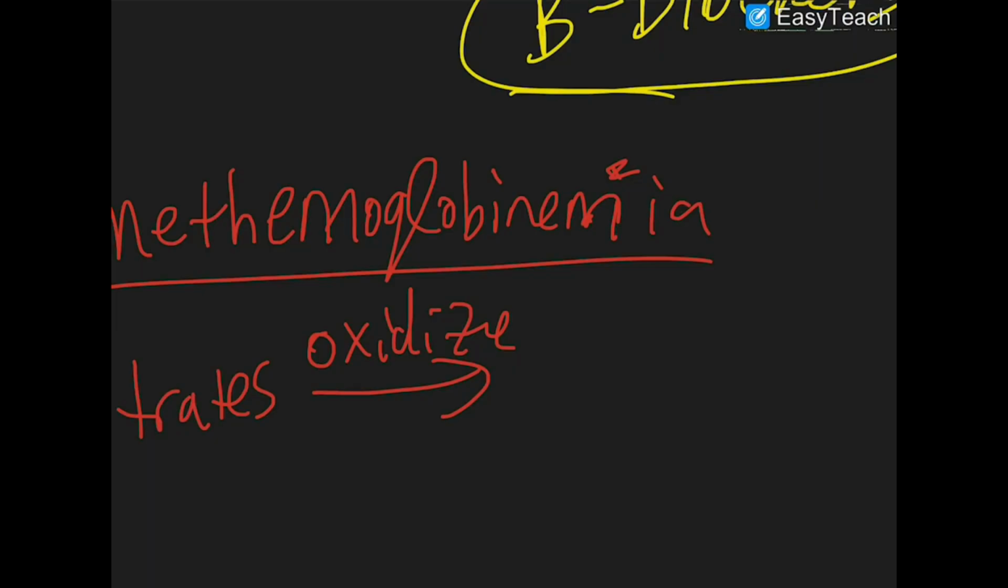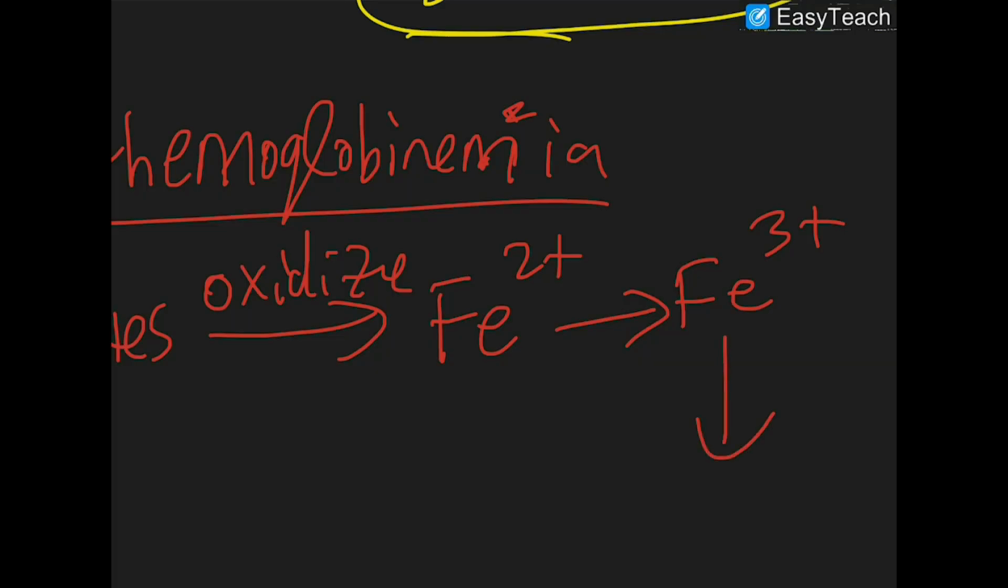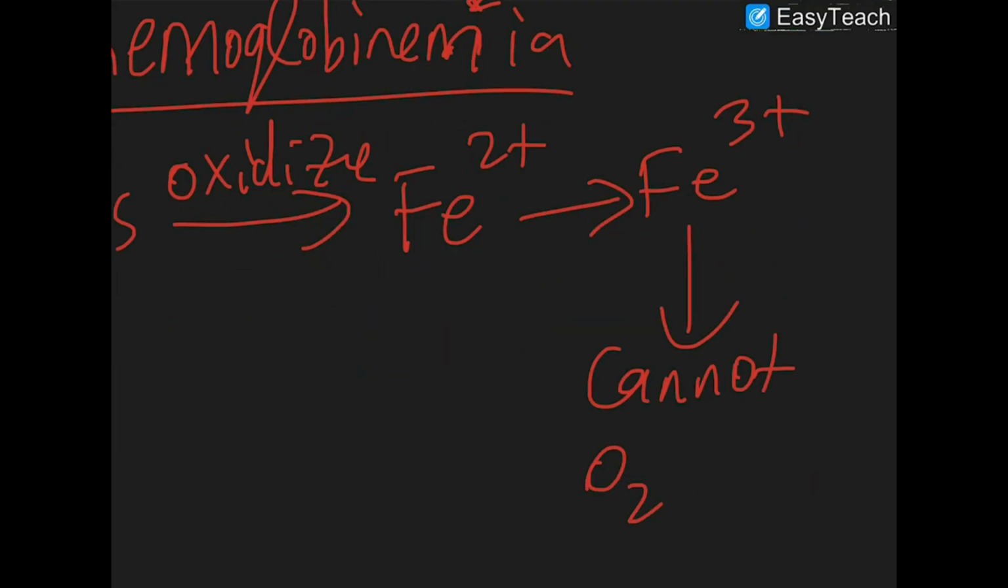And what does oxidation mean? You're losing an electron. So you're basically becoming more positive. So you can go from Fe2+ in your hemoglobin to Fe3+. And what's Fe3+? That's methemoglobin. Hemoglobin with oxidized iron is methemoglobin, and that cannot bind oxygen anymore effectively.